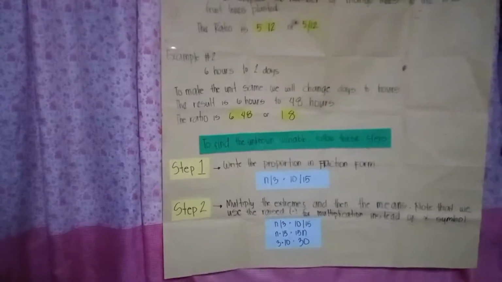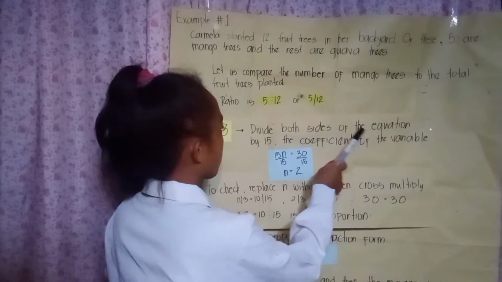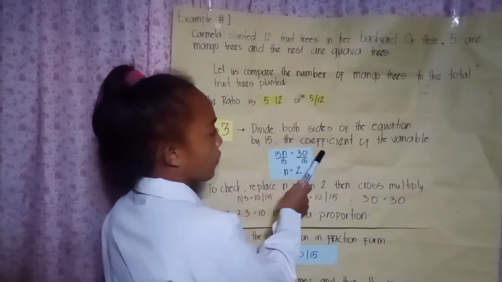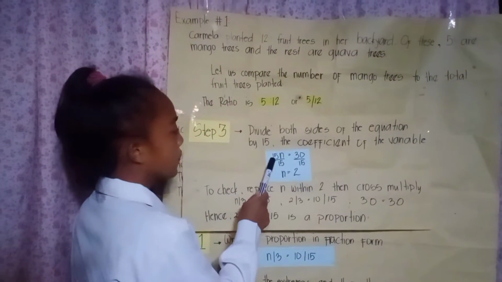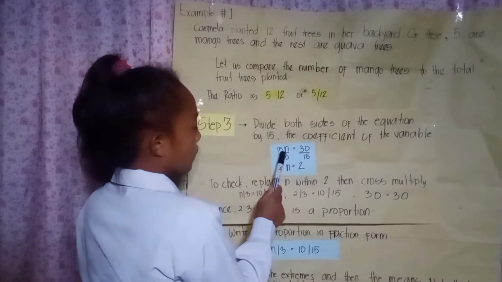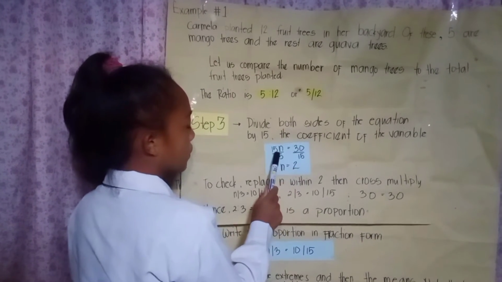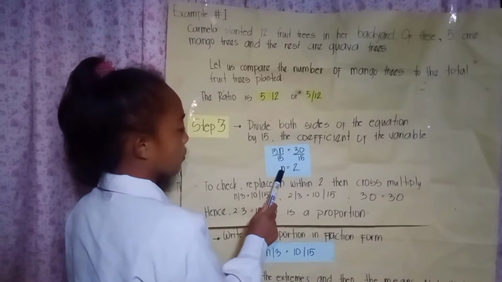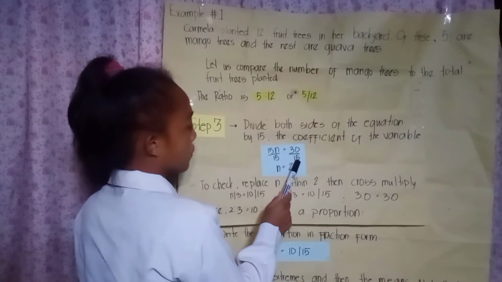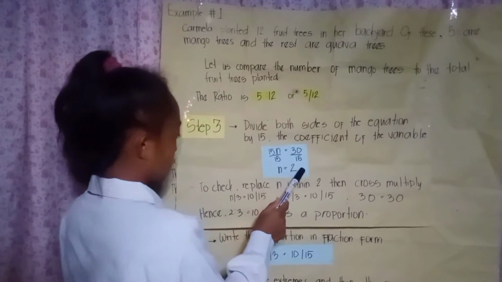In step 3, divide both sides of the equation by 15, the coefficient of the variable. 15n is equal to 30. Divide both sides by 15. 15n divided by 15, 30 divided by 15. 15n divided by 15 is equal to n. 30 divided by 15 is equal to 2. So, n is equal to 2.